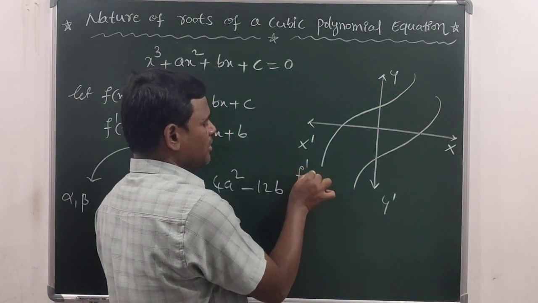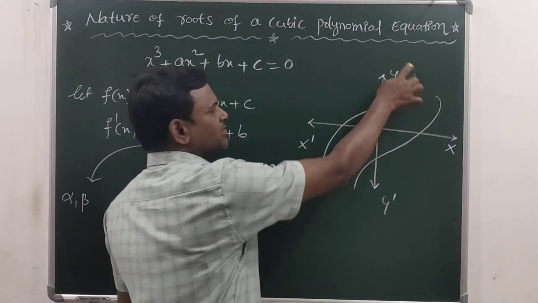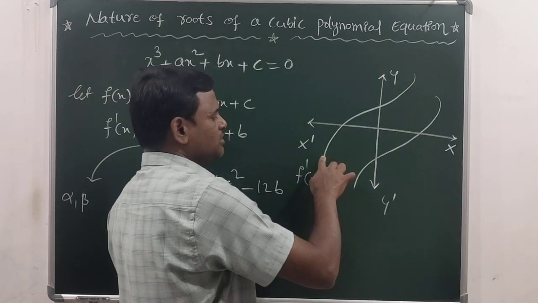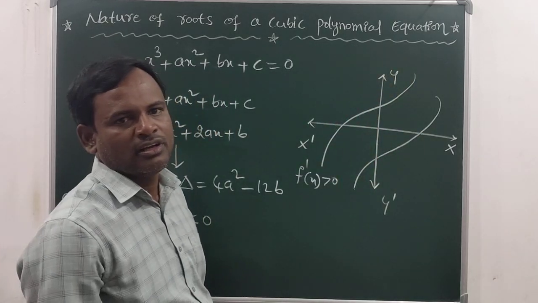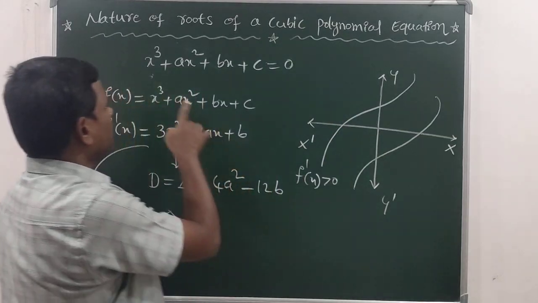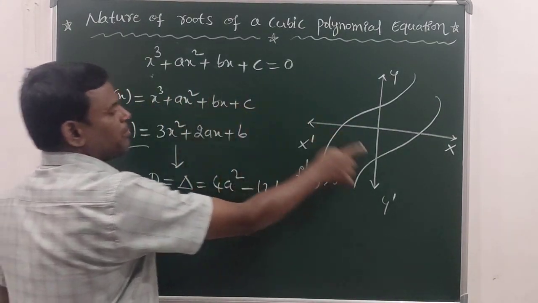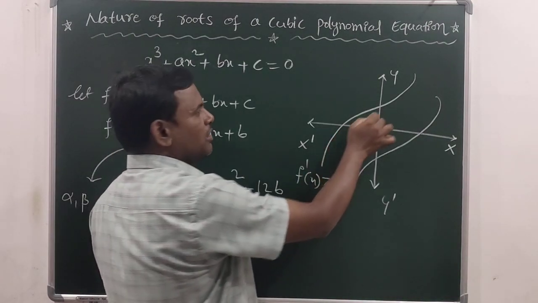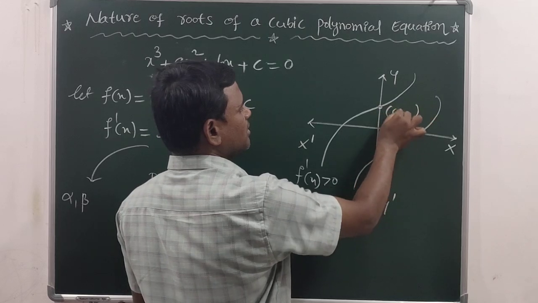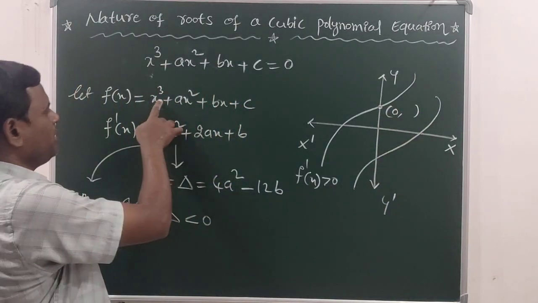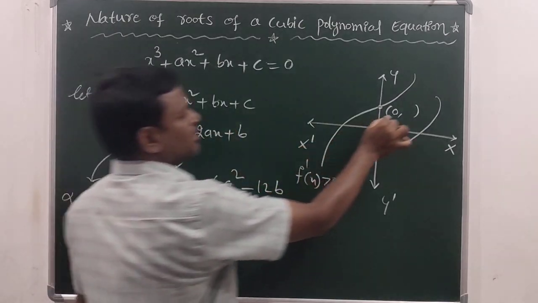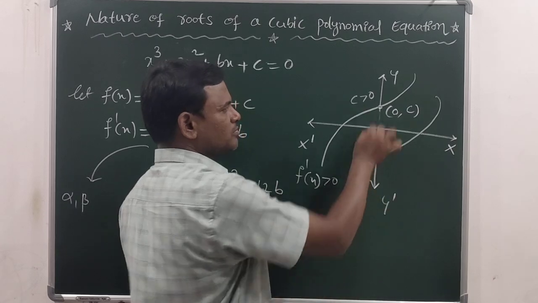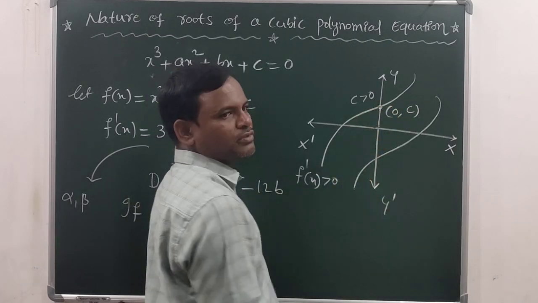F dash of x is positive, a strictly increasing function. If you take x belonging to anywhere on this x-axis, you get a strictly increasing function. So here, the graph of this function may be this or may be this when delta is less than 0. If it is this, it is intersecting the y-axis at 0. If I put 0 in the place of x, I get c. Now c means this distance.